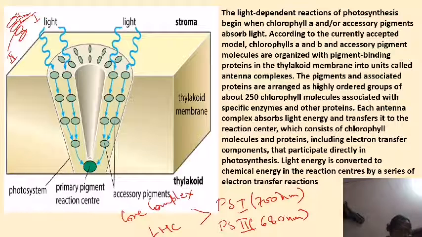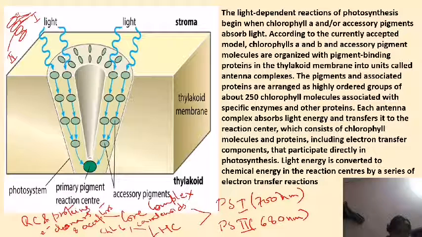Now your core complex, what does it consist of? It consists of your reaction center and proteins associated with it, and electron donors and acceptors. And your light harvesting complex, what does it consist of? It consists of your chlorophyll molecules, chlorophyll B, carotenoids and xanthophyll. Fine, so that makes up your light harvesting complex.